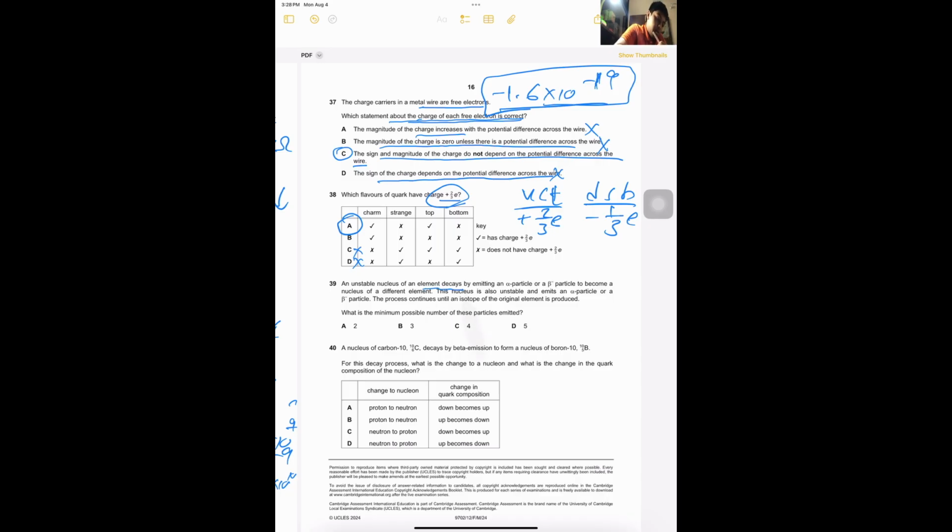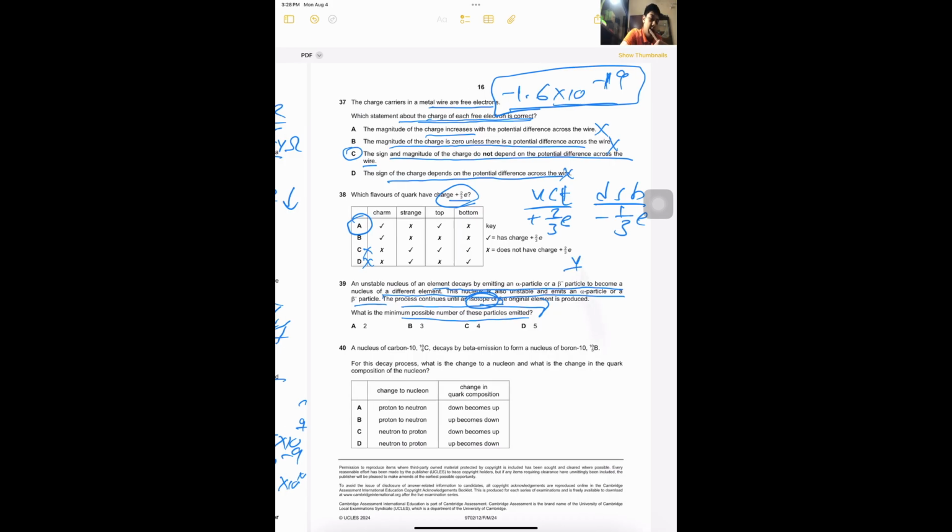An unstable nucleus of an element decays by emitting an alpha particle or a beta particle to become a nucleus of a different element. This nucleus is also unstable and emits an alpha particle or a beta particle. The process continues until an isotope is formed. So what is the minimal number of particles emitted? This is a common technique, a shortcut. You can definitely try it out by creating the equations, removing the alphas, removing the betas, and then forming the equations.